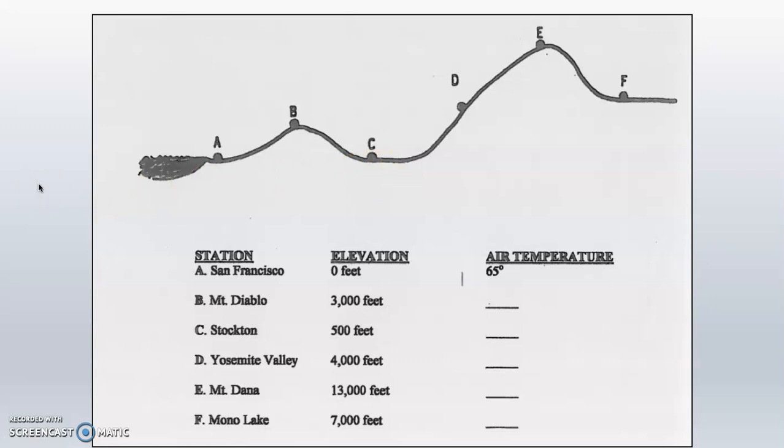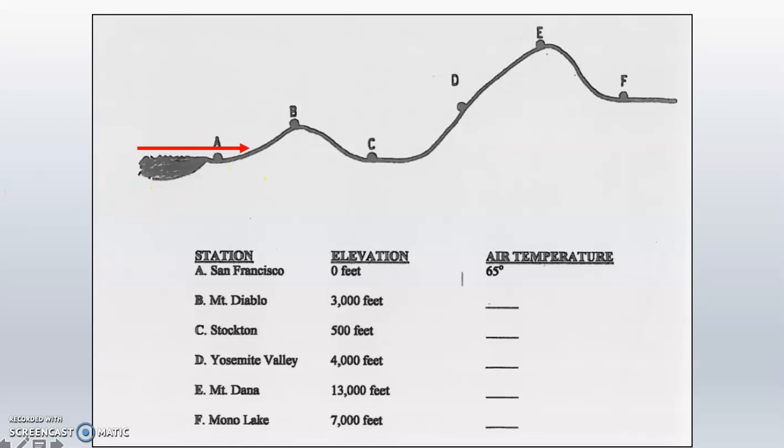It then begins to rise along the slopes of the Sierra Nevada. At 3,000 feet, it reaches its new condensation level and passes over Yosemite Valley, D, right there. Yosemite Valley is 4,000 feet above sea level. Then it continues to rise to the summit of Mount Dana, which is E, at 13,000 feet, right there. The air then descends to the Mono Lake area, which is 7,000 feet above sea level and represented by letter F.